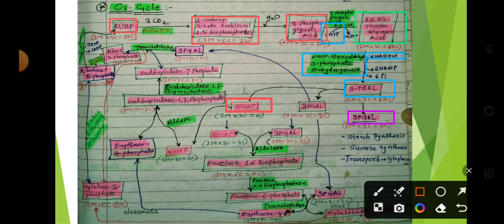Out of 5 molecules, 2 molecules of glyceraldehyde 3-phosphate are converted into dihydroxyacetone phosphate. Each molecule is a 3 carbon compound, total 6 carbon. The remaining 3 molecules are utilized as they are for the regeneration of ribulose 1,5 bisphosphate.